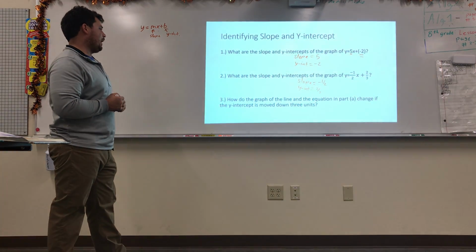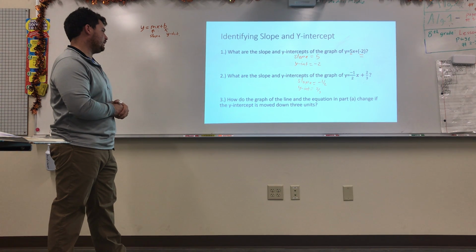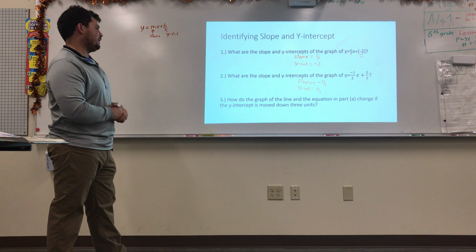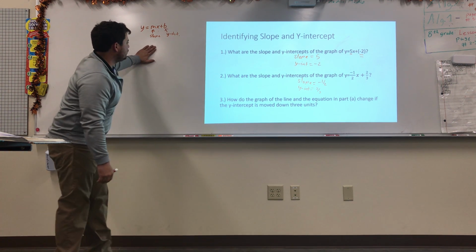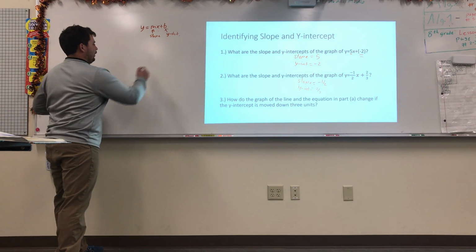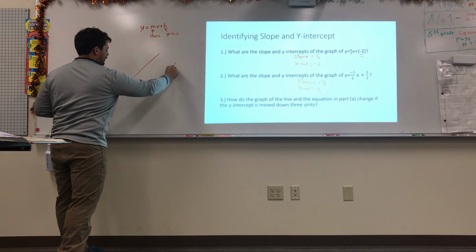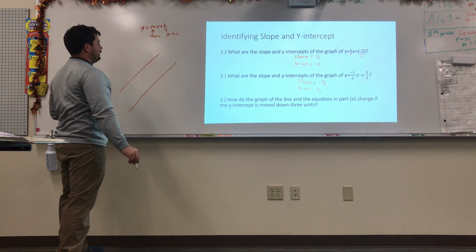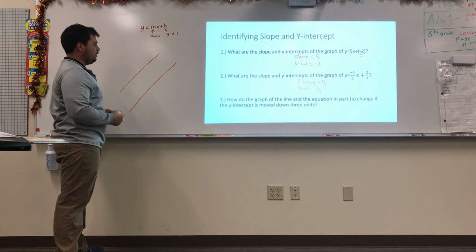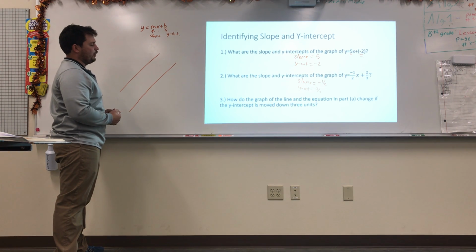How do the graph of the line and the equation in part A change if the y-intercept is moved down 3 units? Well, you are just going to shift everything down 3 units. You're going to have a line that looks like this, and basically a line that's lower that's going to look like this. They are going to be parallel. Their slope is going to be the same. They are just going to be down 3 units.